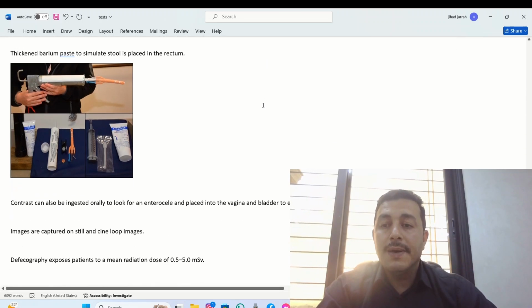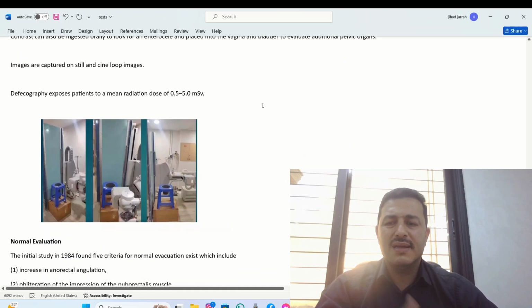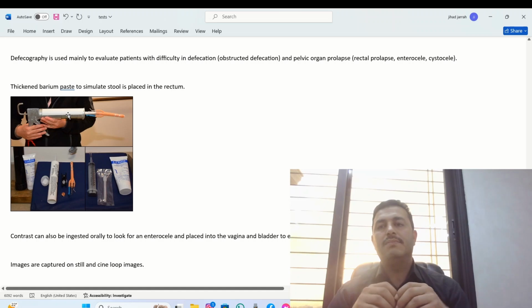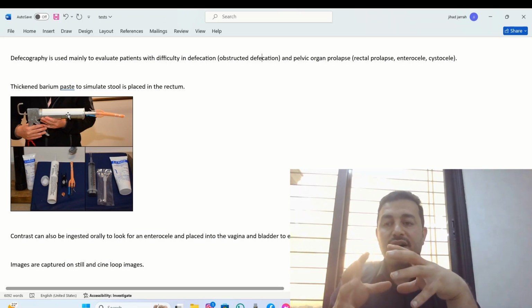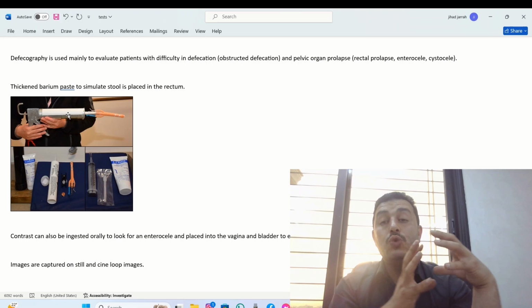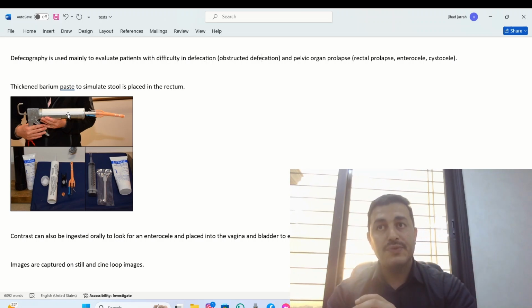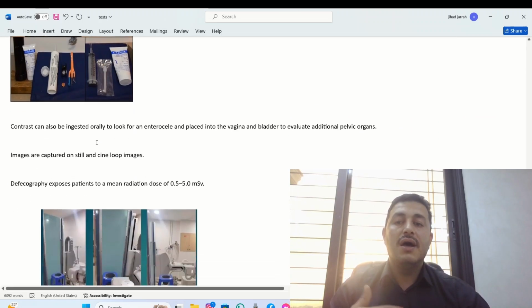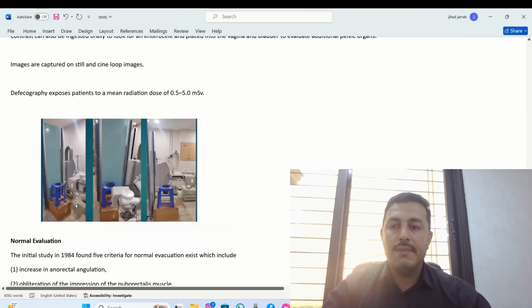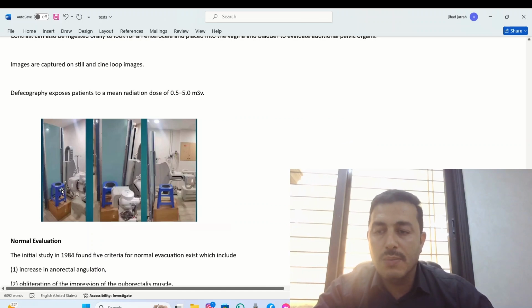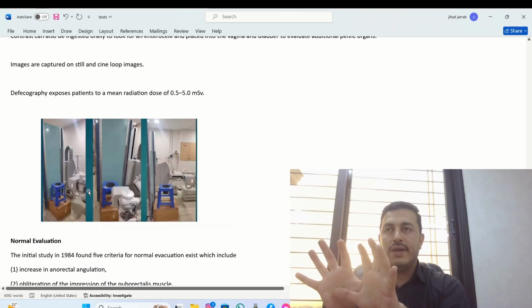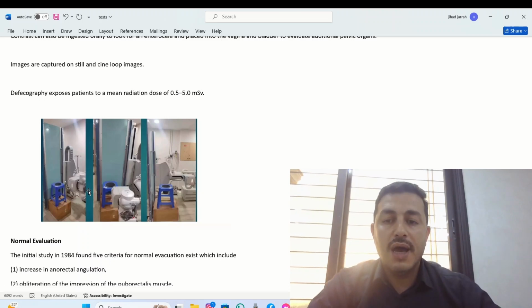This is done by a simple fluoroscopic technique. This is a barium paste, thickened a little bit. We can add certain fibers to make it more thickened so it will simulate stool, and we inject it in the rectum and we ask the patient to pass, to defecate, and we take fluoroscopic imaging. As you see here, we have the commode, the patient sits here, and here we take the image, which can be captured in a still image or multiple cine loop images.